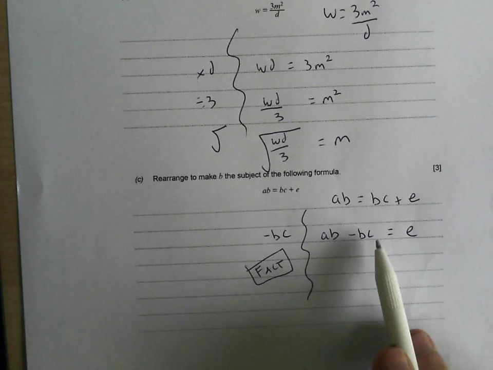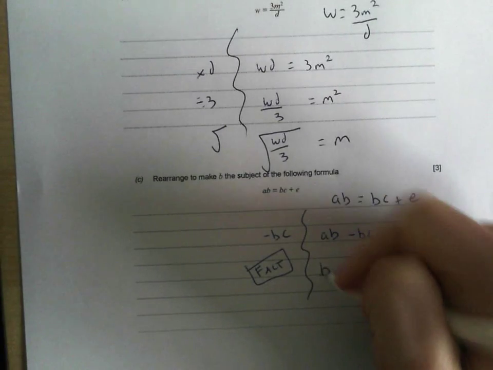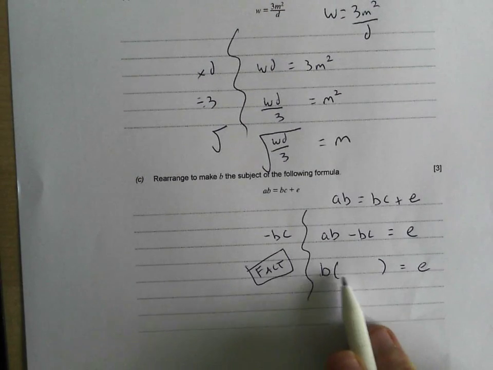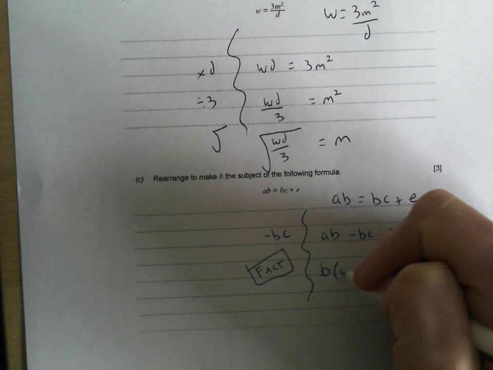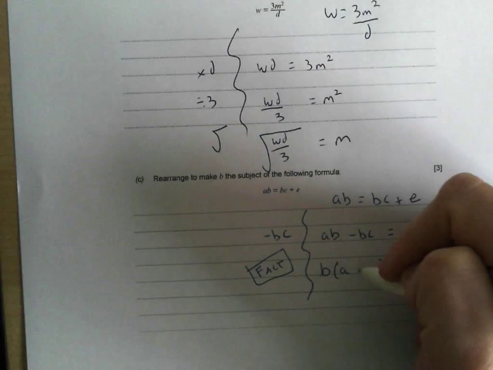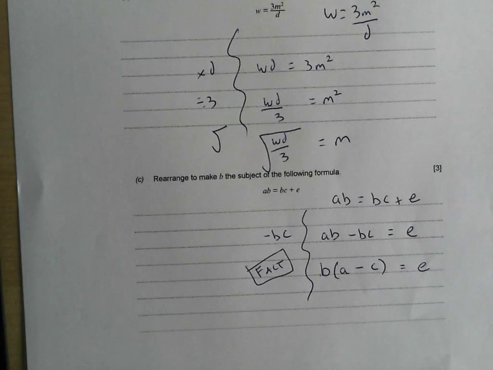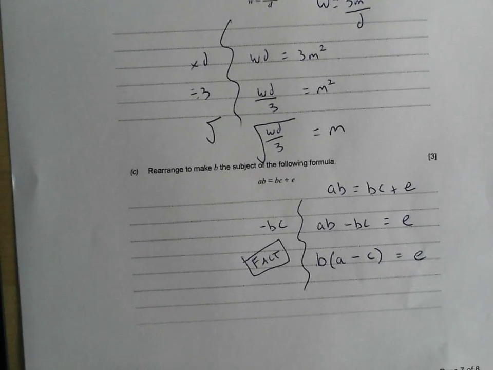So I've got ab minus bc. They've both got a factor of b in there, so let's bang them on the outside. What needs to go on the inside? Well, b times by a gives me ab, and b times by minus c gives me minus bc. So all I've done there is factorise, take a factor of b on the outside.